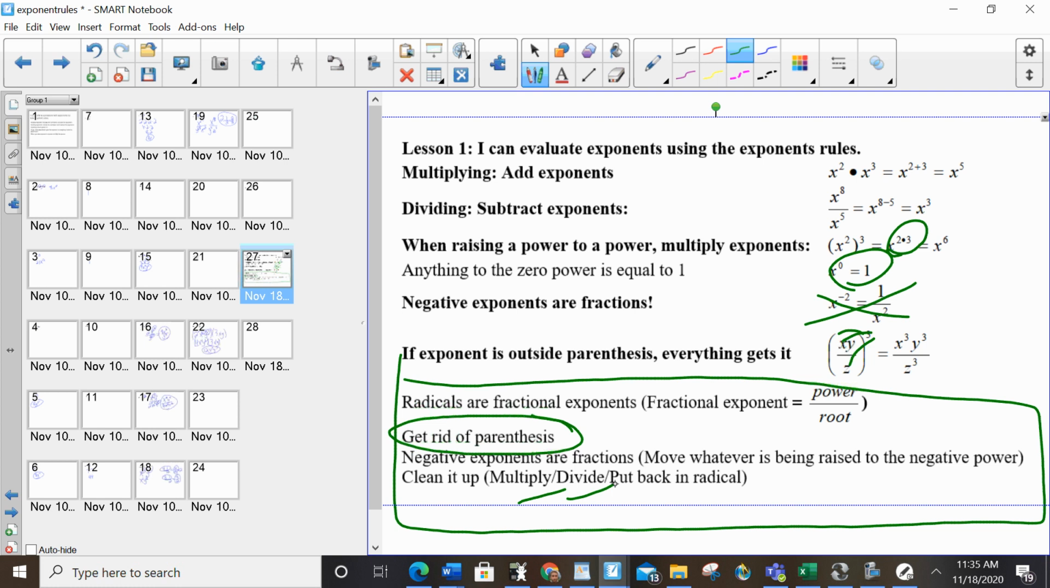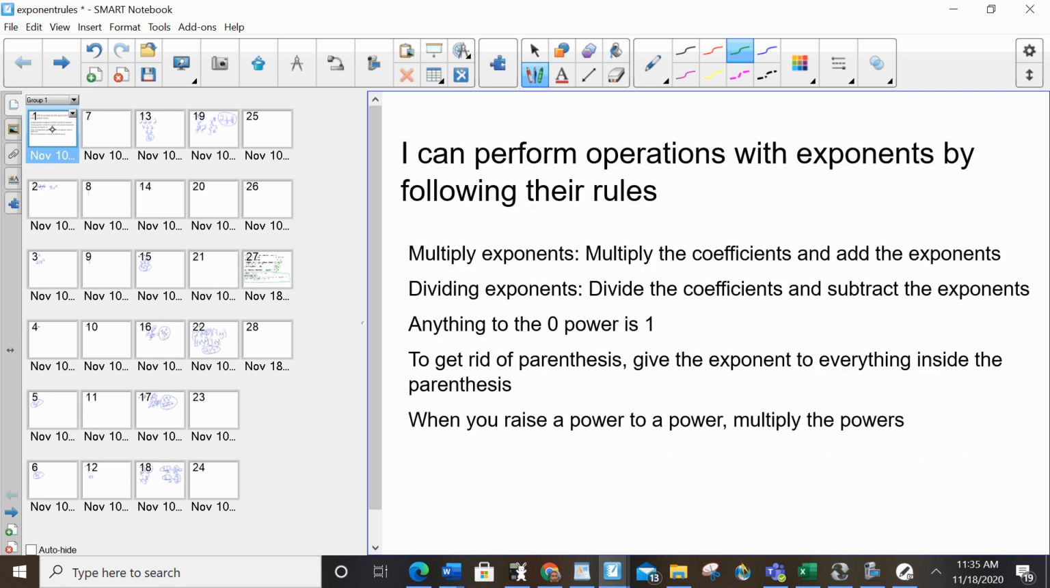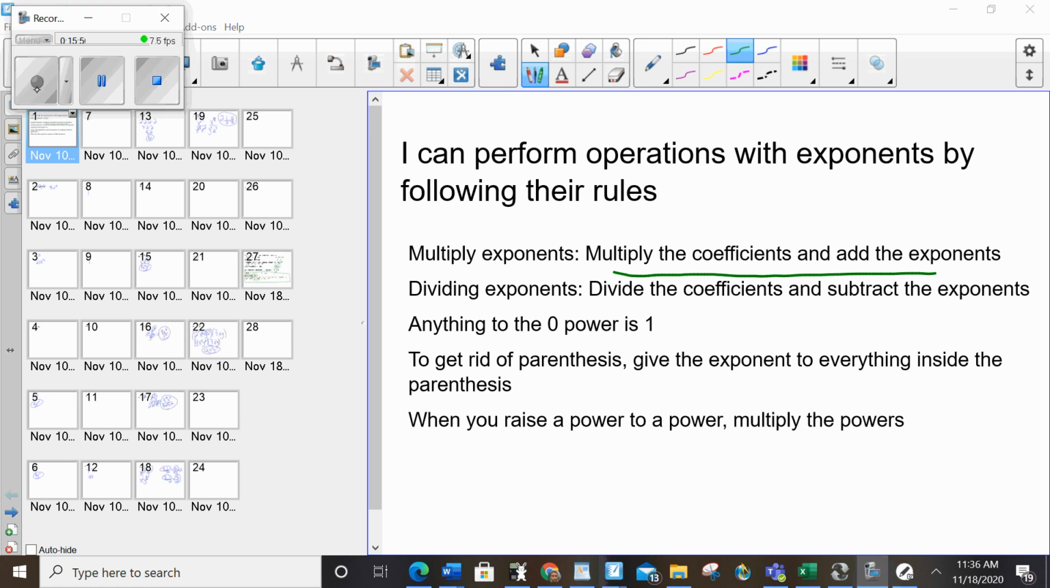So again, when you're multiplying, I'll just use this one right here. You're going to multiply the coefficients and add the exponents. When you're dividing exponents, you divide the coefficients and subtract them. Anything to the 0 power is 1. When you have parentheses, give the exponent outside parentheses to everything inside. And when you raise a power to a power, make sure you multiply the powers.